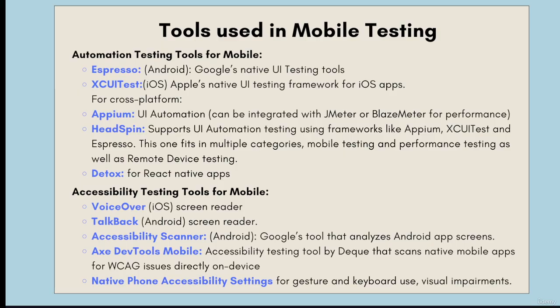Now, let's go over the cross-platform tools. This, of course, means it's good for both iOS and Android, so these are some of the most popular. Appium especially. Appium is the most popular. If you were to learn one from all these tools, I'd say start with Appium. Appium is the UI automation that can be integrated with JMeter or BlazeMeter for performance testing, and it's for testers and QA engineers that are looking for a write once, run anywhere mobile test script.